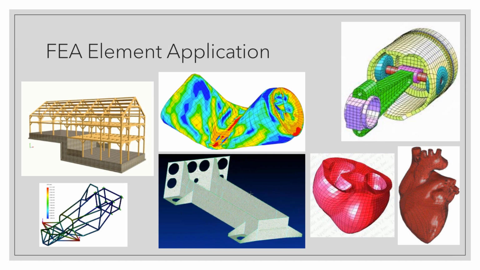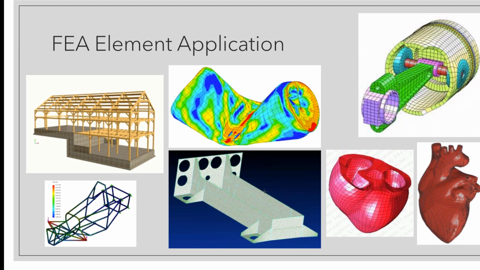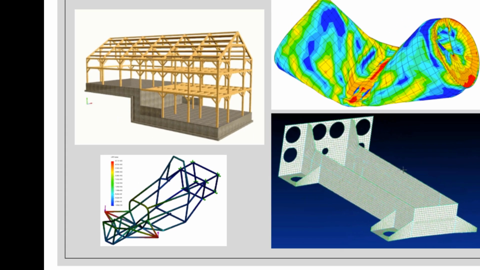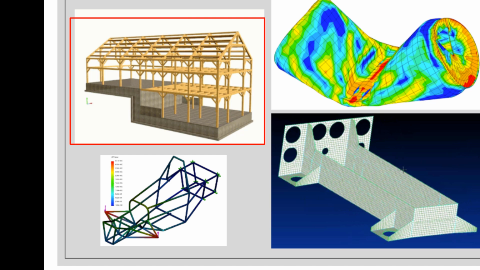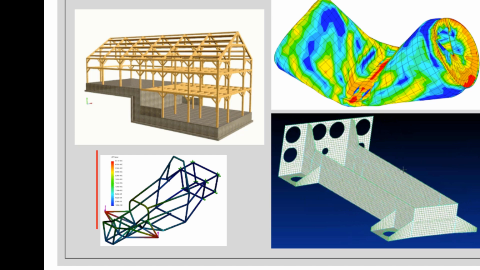Now in the next slide, we can see the elements used in the simulation of various cases. The first case is structural analysis. This is the best situation to apply 1D beam elements to represent structures. As you can see here, there is a house structure that is made out of beams. The next is a space frame for a race car.